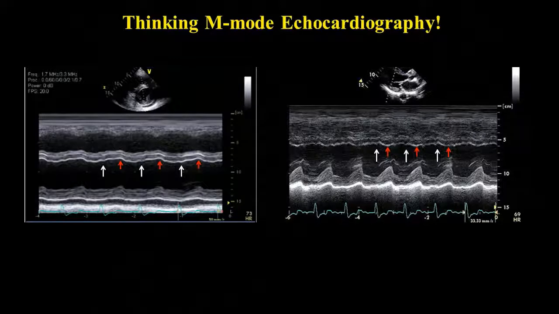So all left bundle branch blocks don't behave the same way. Okay? Some could result in mechanical dysynchrony, some may not result in mechanical dysynchrony.